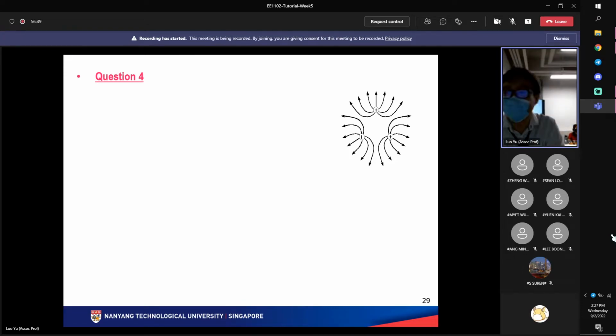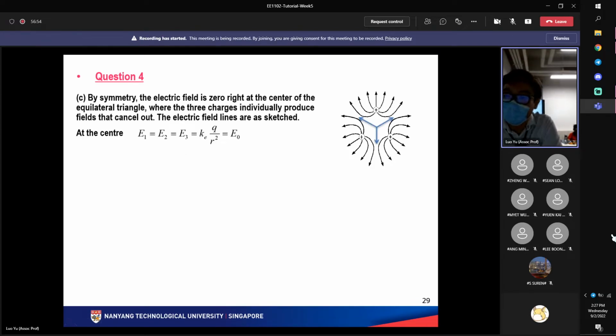So what do I mean by the center? The center should have the same distance to the three charges, and the angle between them is 120 degrees. Why 120 degrees? Because we have three charges. One circle is 360 degrees, so divided by 3 is 120 degrees. So now we just check whether at this point the field is really 0.